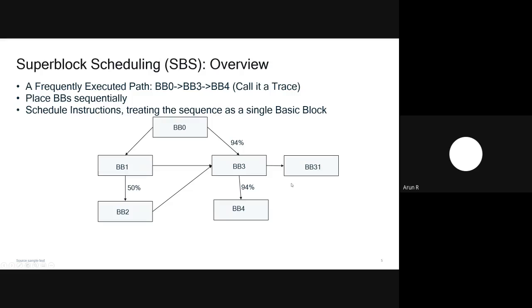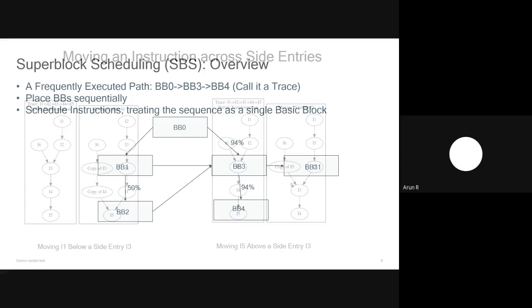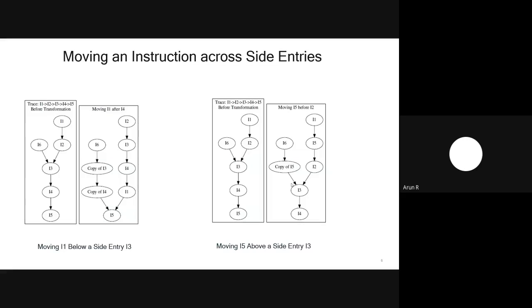Okay, so BB3 here is both a side entry and a side exit. Let's see what we have to ensure in order to make sure that when we move instructions across side entries, there is no illegal movement of instructions. Let's assume that I1, I2, I3, I4, I5 are all single instruction basic blocks and they form the trace.